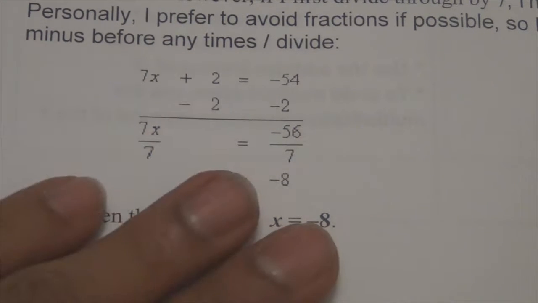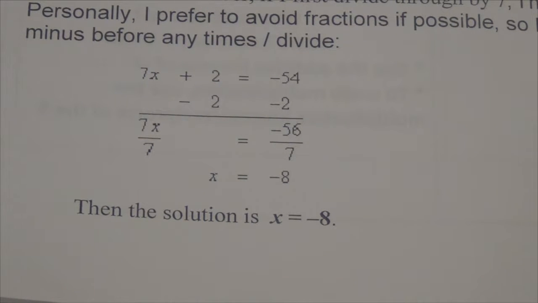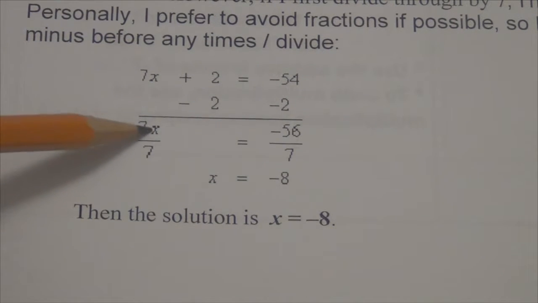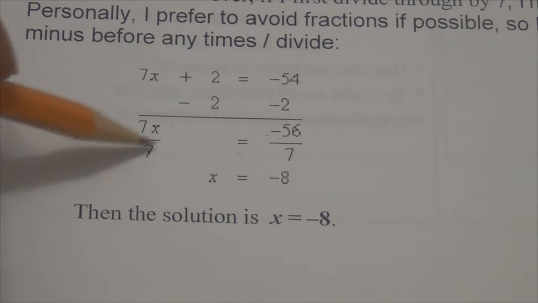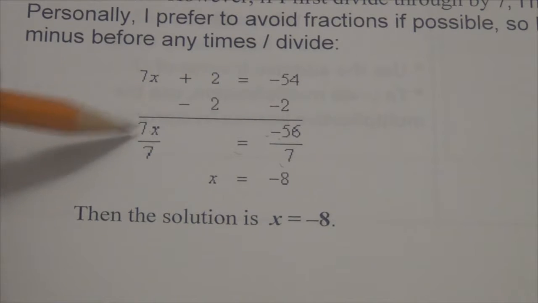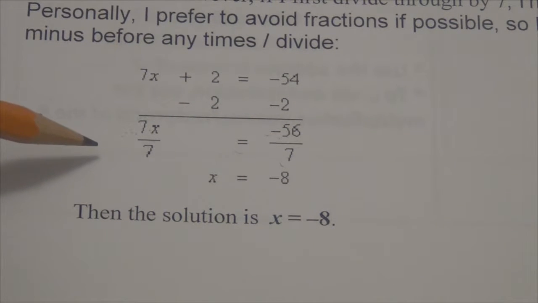All right, and the solution is negative 8. If you have questions why this is negative 8, you could do it. Now, the one step that I've been stressing is that once you have 7x equal negative 56, I don't want you to divide just by 7 on both sides. No, I need you to use the multiplicative inverse of 7, which is 1 over 7.